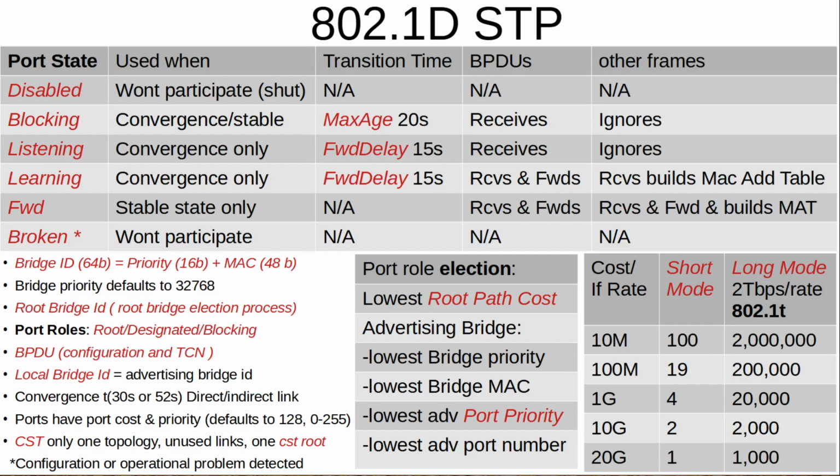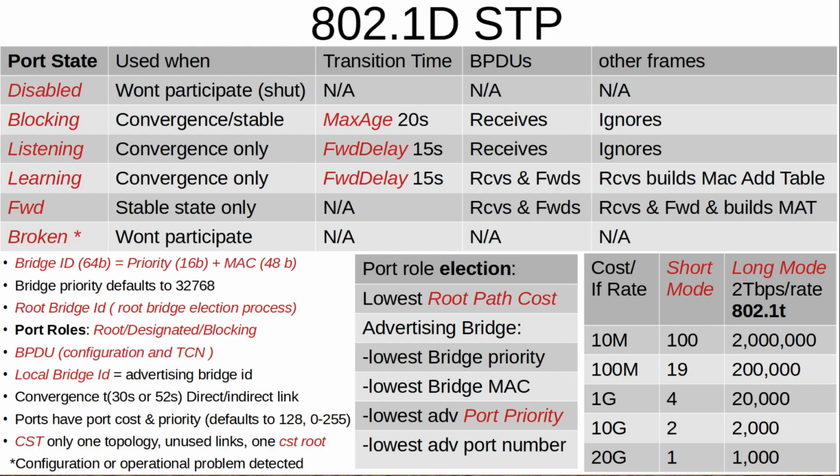Think of local bridge ID as the advertising bridge ID. That means the bridge that is forwarding a BPDU downstream. Convergence for spanning tree is either 30 seconds or 52 seconds. Remember that ports have a port cost that can be either short mode or long mode. By default, Cisco uses the short mode, and the long mode follows that formula.